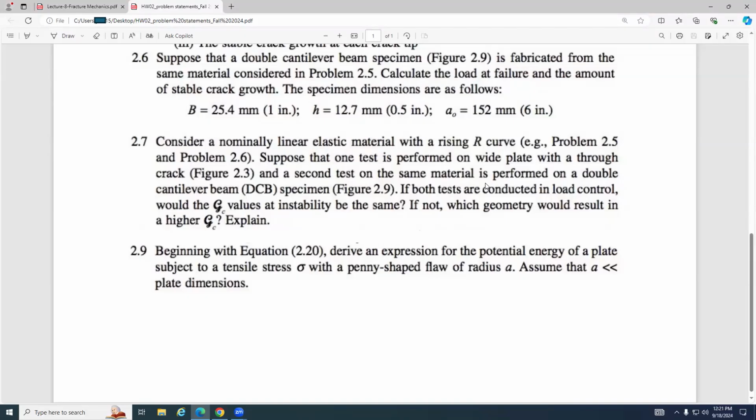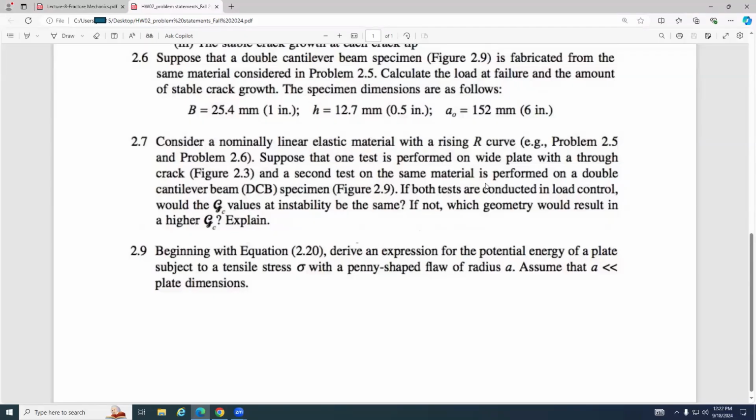Okay, for problem 2.7, the driving force curve we call G. For the through crack, G varies linearly. For the through crack, the driving force equals pi sigma squared A divided by E. For the through crack, it is linear: G and A have a linear relationship, right?